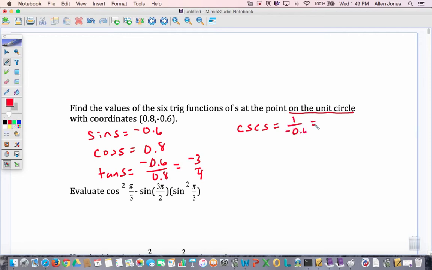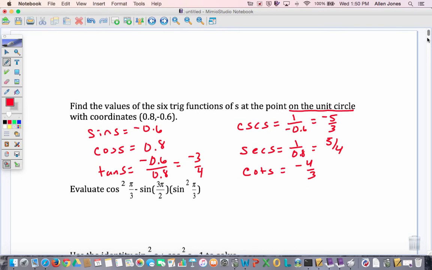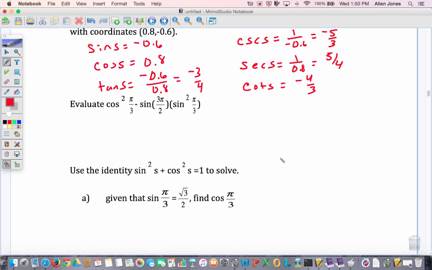Our reciprocal functions: cosecant of s is the reciprocal, so 1 over negative 0.6. Again, if I move the decimal place over one spot, I have 10 over 6, which is negative 5/3. Secant s would be 1 over 0.8. Moving it over, I'd have 10 over 8, or 5/4. And we've already moved it over for tangent, so cotangent is a little bit easier. Reciprocal of negative 3/4 is negative 4/3.